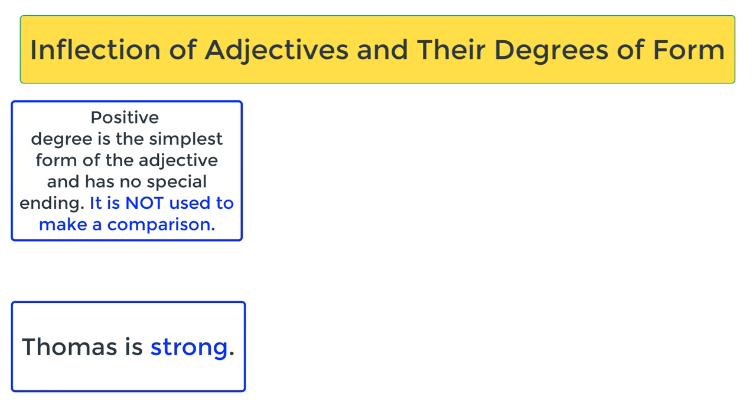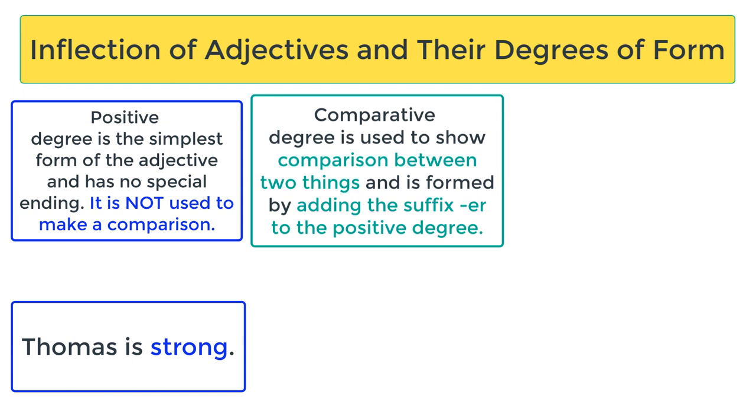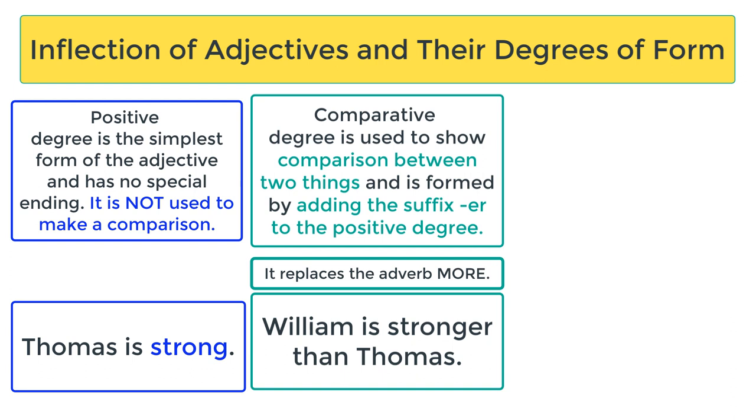Let's go on to the comparative degree. The comparative degree of a modifier is used to show comparison between 2 things. The comparative degree of an adjective is formed by adding the suffix er to the positive degree. The suffix er denotes that the quality exists in the object described in a higher degree than in the other object. It replaces the adverb more. So now if we say, William is stronger than Thomas. In this example, the comparative degree of the adjective strong is stronger, meaning William is more strong than Thomas.